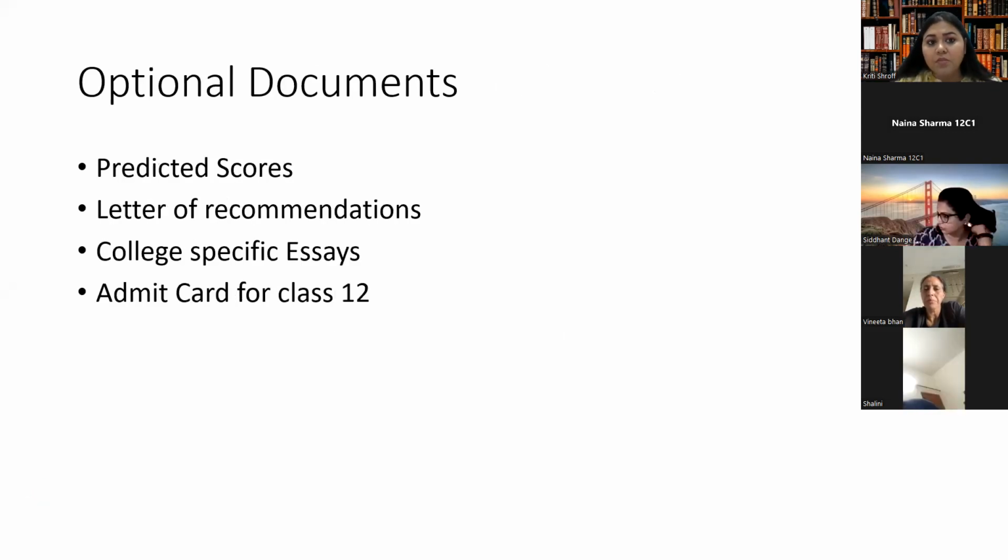So please keep these things handy with you so that you can make applications well enough in time without any loss. Some of the optional documents which may or may not be required depending again on the universities that you're looking at. So the new age liberal arts universities ask for predicted scores from your school, letters of recommendation. There could be college specific essays, and some universities even may ask for an admit card of your class 12 board exam. Now, again, these are some documents which are optional, which may not be asked on a university to university basis. Keeping them ready as per your university list can be a good idea.